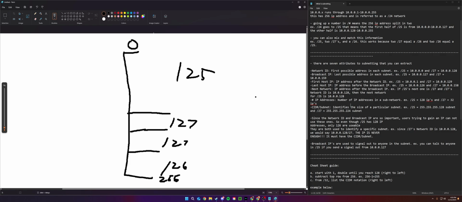Then the number of IP addresses. This is just clarifying the number of IP addresses in a network. So for /25, it's 128 IPs. For /27, it would just be 32, and then obviously this one would also be 32, and then this one would be 64, because 32 plus 32 plus 64 is 128, and that equals 256 IPs for /24.